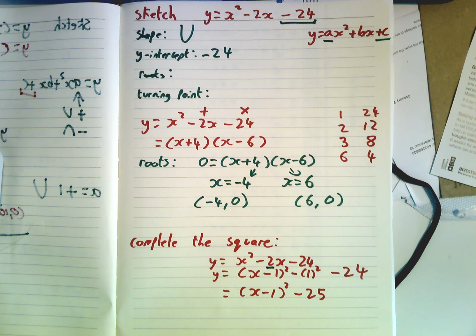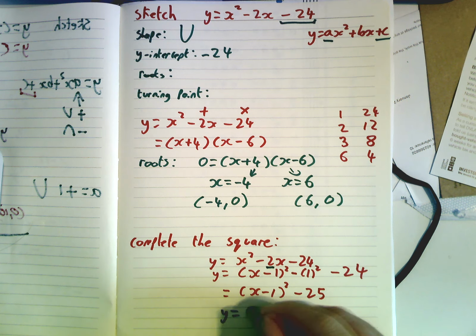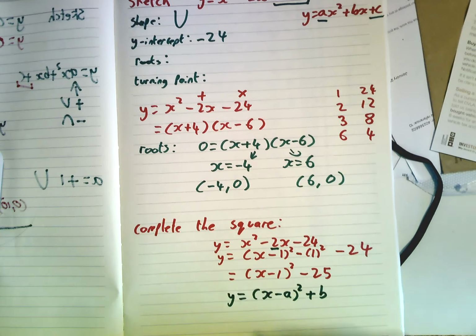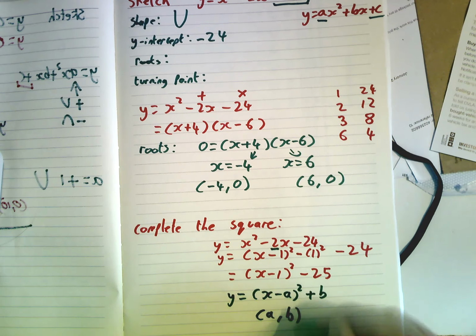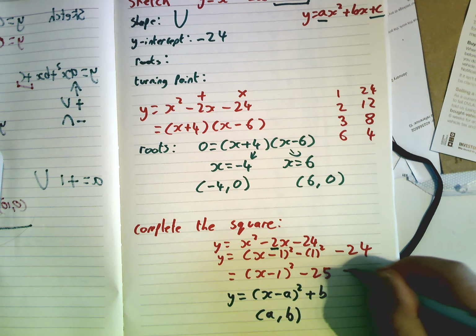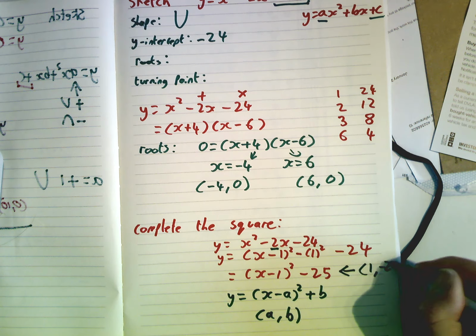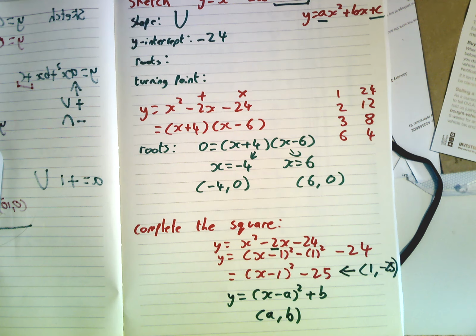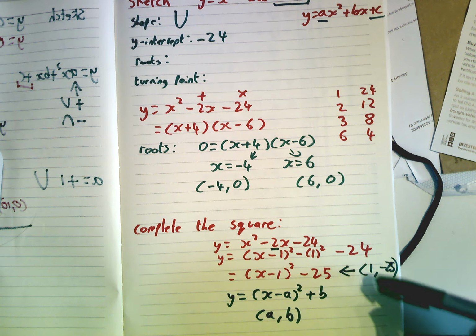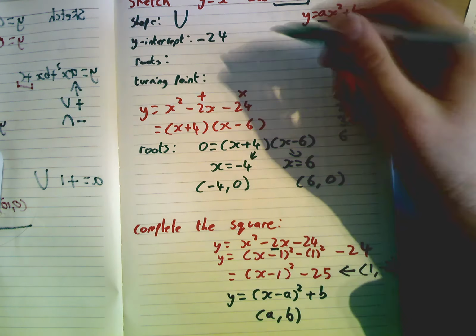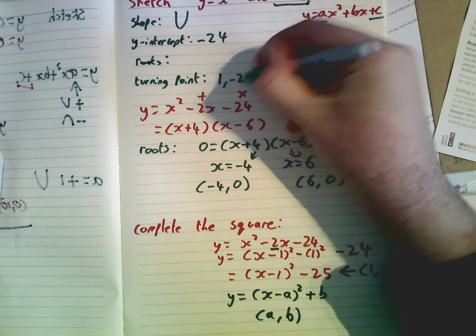Now, the reason we care about completing the square is if we've got an equation in the form y equals x take a squared plus b, what we know is that the turning point is the point (a, b). So what would the turning point be of this equation? Well, in this case, a would be 1 and b would be negative 25. And what we've got now is all the different bits of information we need to sketch the graph. We've got the turning point, which I'll write up here. It's going to be (1, -25).